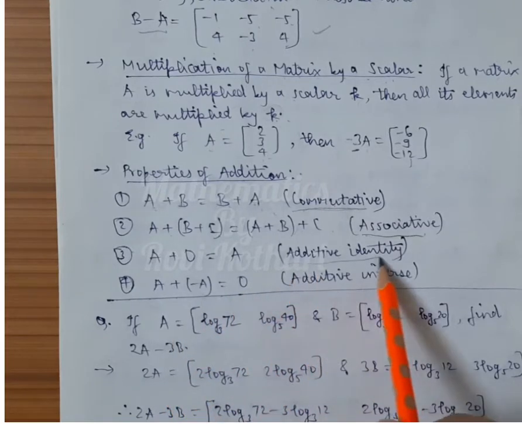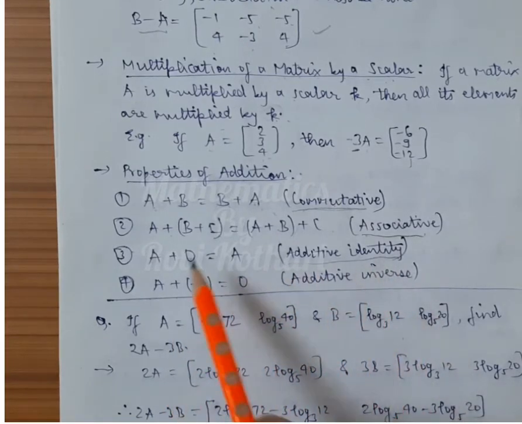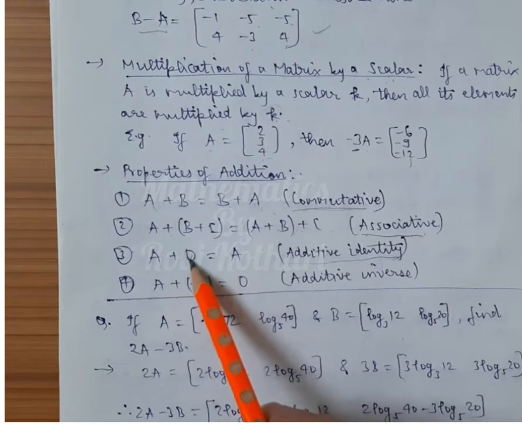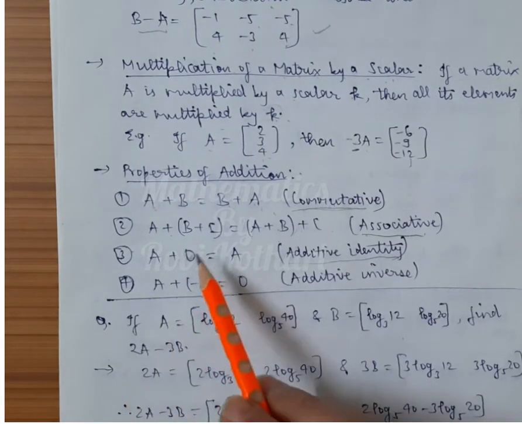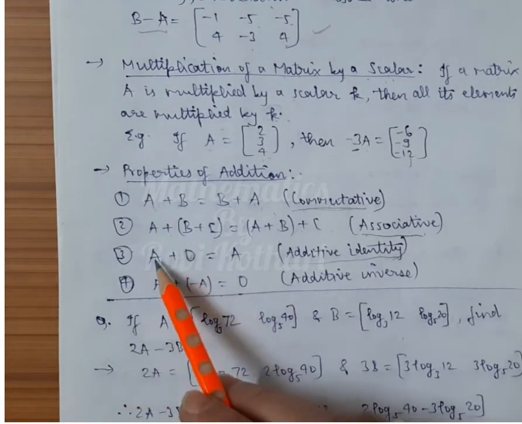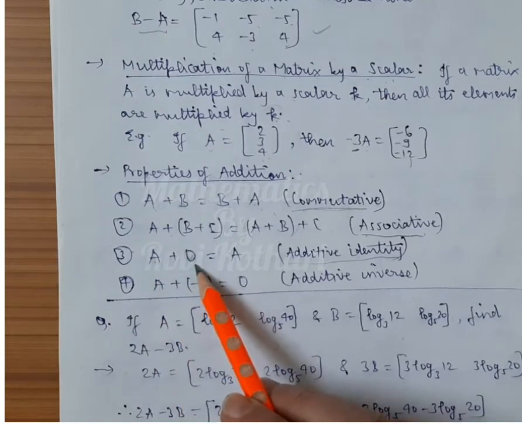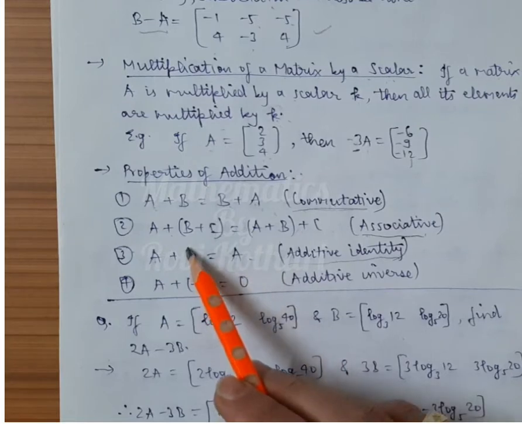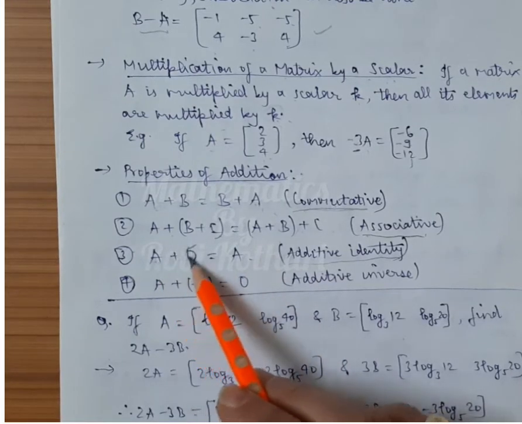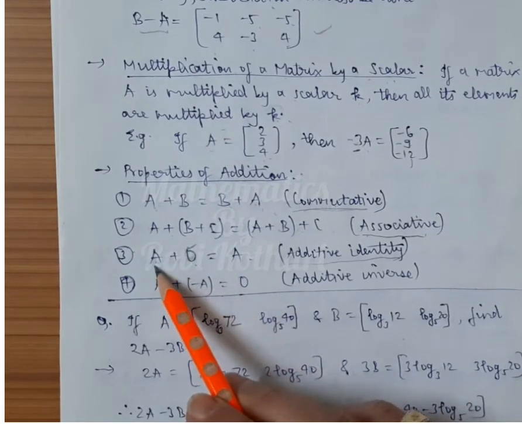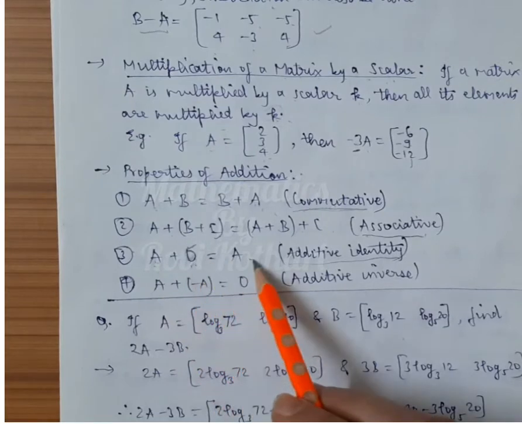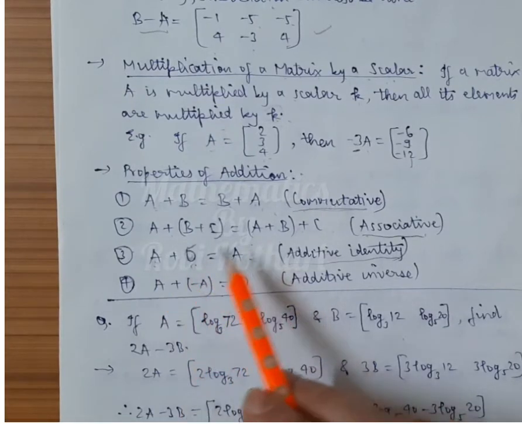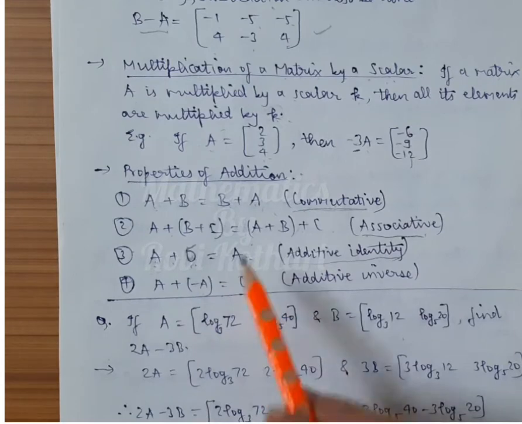Third is the additive identity. Now what is the additive identity? It is null matrix. Null matrix is known as the additive identity. Why is it the additive identity? Because any matrix, if you add with the null matrix, you are going to get back the same matrix. That means this is an identity. It is true for all matrices A. Put any matrix here, and if there is a null matrix here, the same matrix will come back. That is why it is known as additive identity.